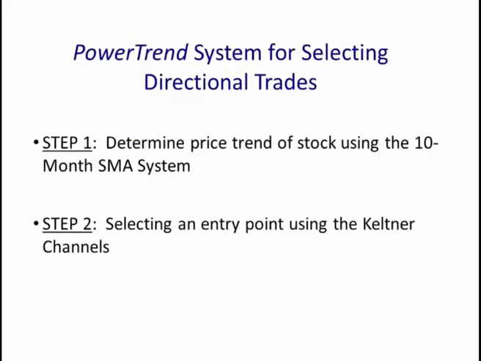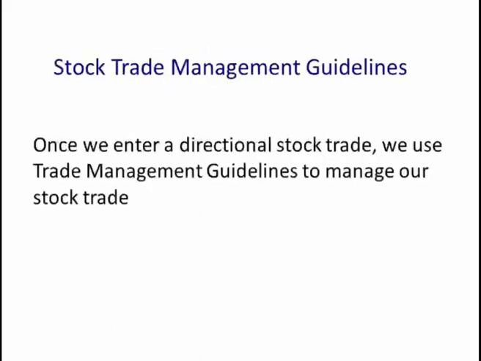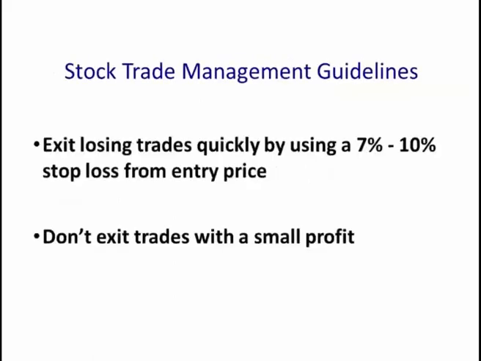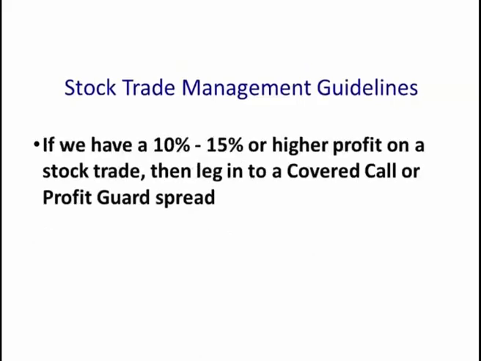First, we determine the price trend of the stock using the 10-month simple moving average. And then we select an entry point using the Keltner channels. Once we enter a directional stock trade, we use the trade management guidelines to manage our stock trade. We exit losing trades quickly by using a 7 to 10% stop loss from our entry price, and we don't exit trades with a small profit.